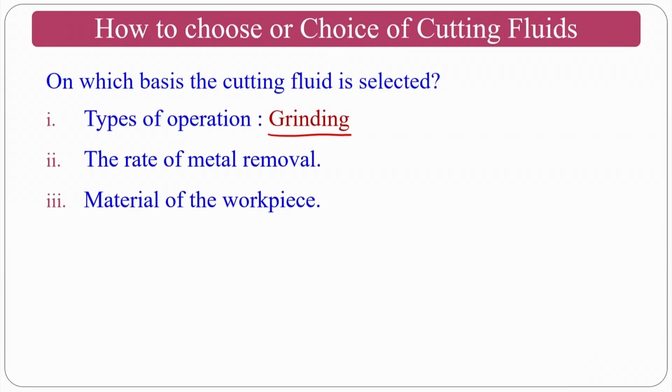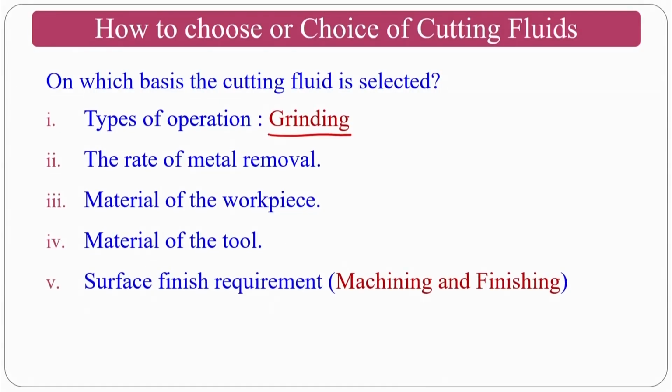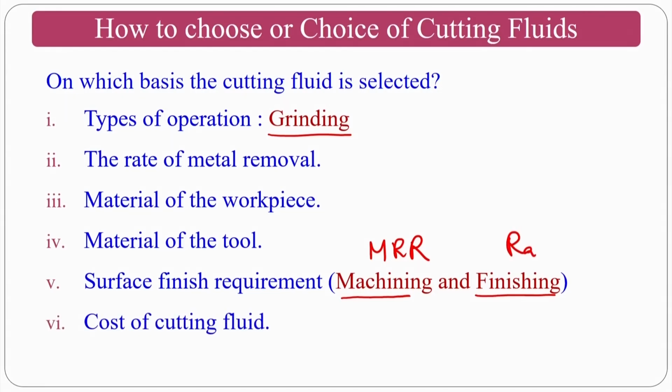Material of the workpiece: if it is too hard, the temperature will be very high, so you should optimally choose the cutting fluids or grinding fluids. Material of the tool, that means whether it is a vitrified bond along with silicon carbide, a vitrified bond along with alumina, or which type of thing. Surface finish requirements: in grinding, one criterion is the material removal rate, and another is finishing, where the final surface roughness is the criterion. This is what you have to check. The cost of the cutting fluid: the final and most important thing is that it should be economic.